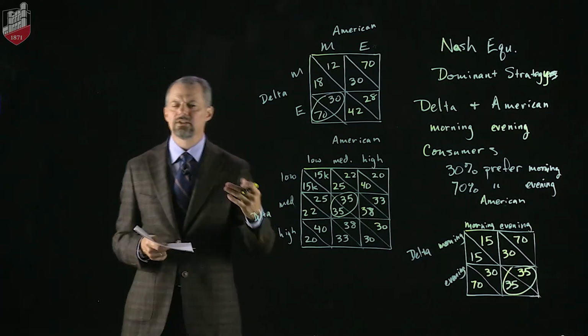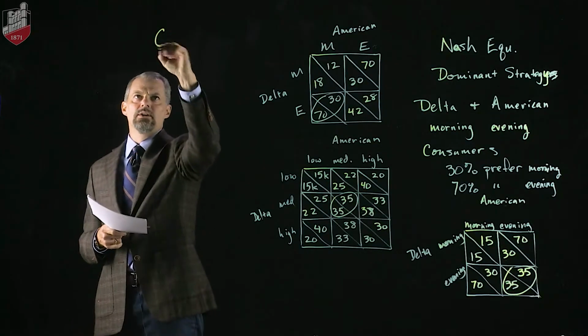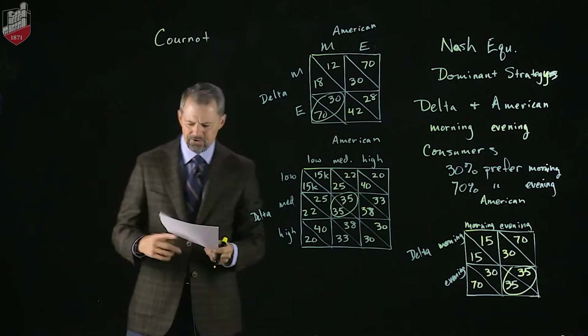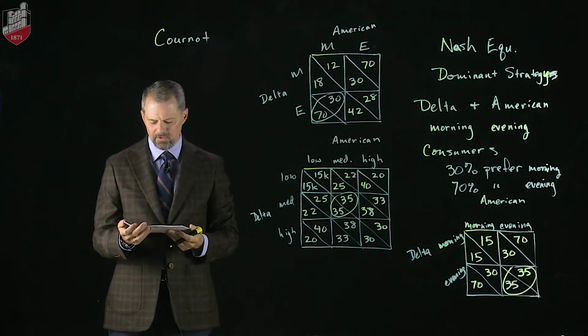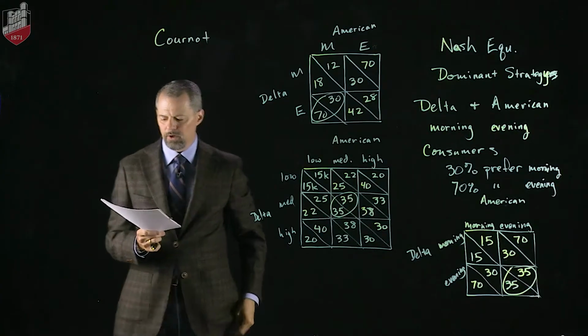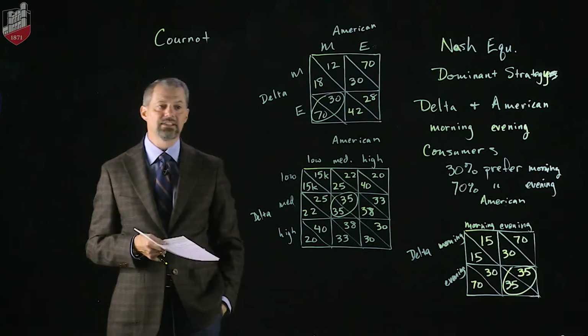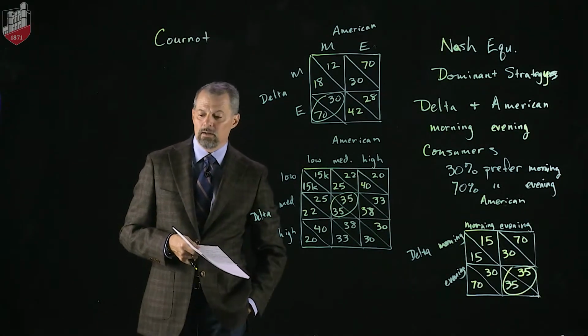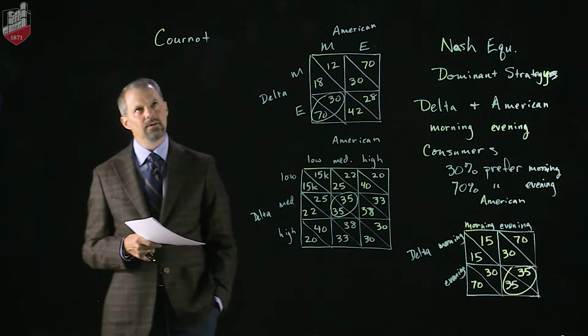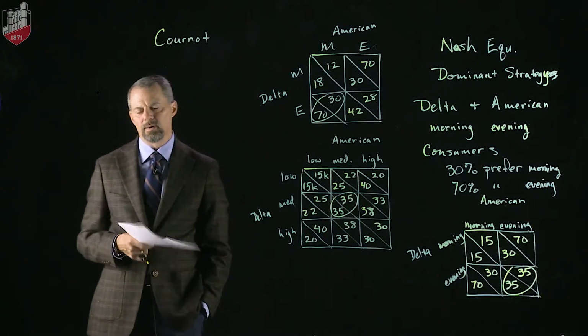What we want to do now is talk about the Cournot model. The Cournot model was first developed by an economist, a French mathematician actually, named Augustin Cournot. It was published in 1836. It was pretty much unrecognized, or not recognized as the important work that it was, for 100 years.